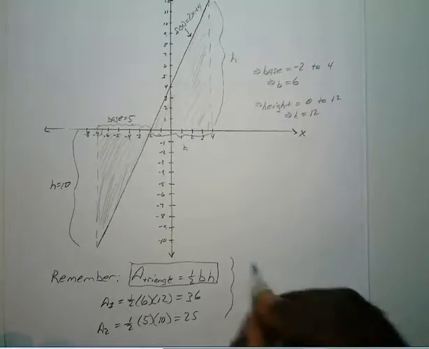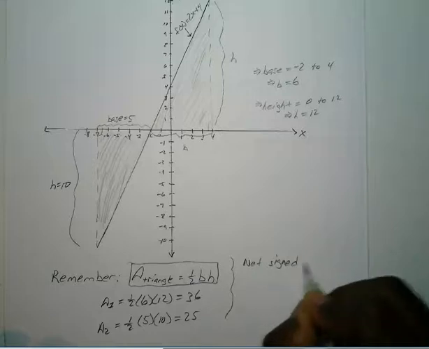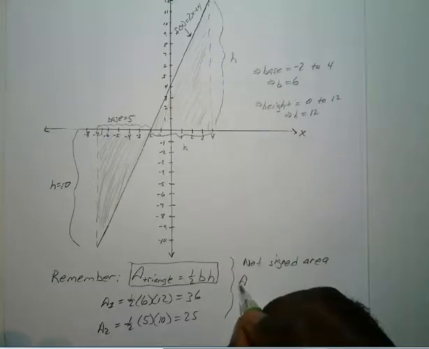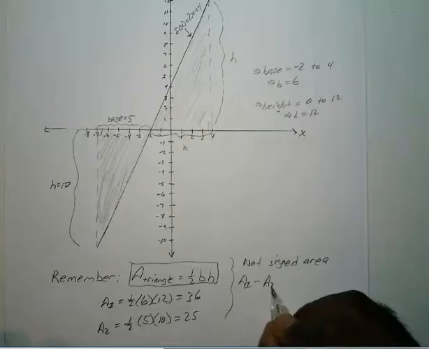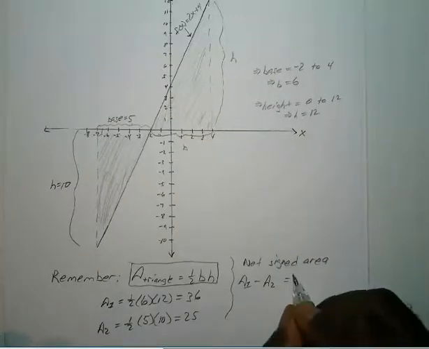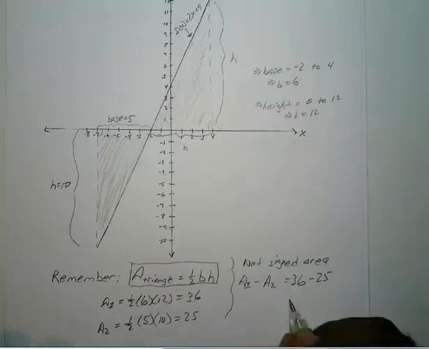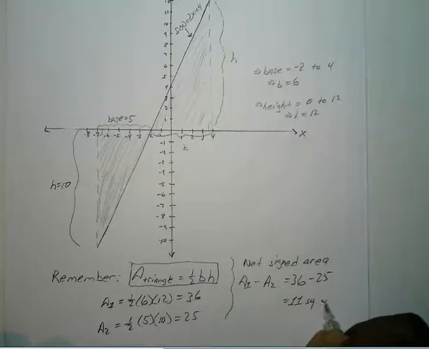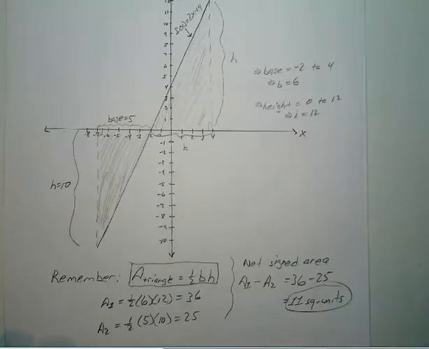That gives us a net signed area of our area above the x-axis minus our area below the x-axis, which is 36 minus 25, which is 11 square units. We don't know if those are inches, feet, or miles, so we just call them units. That's how we find our net signed area. Now to find our total area, we just add them together. If you are still writing, feel free to press pause, but we're going to move on to our next example.